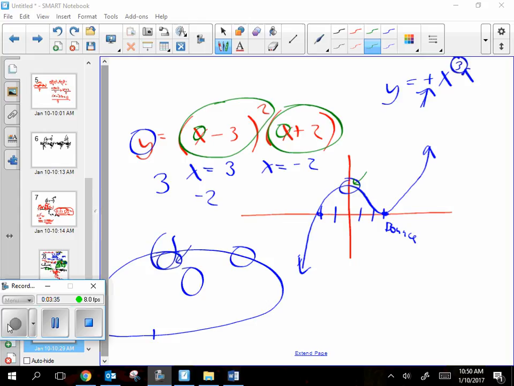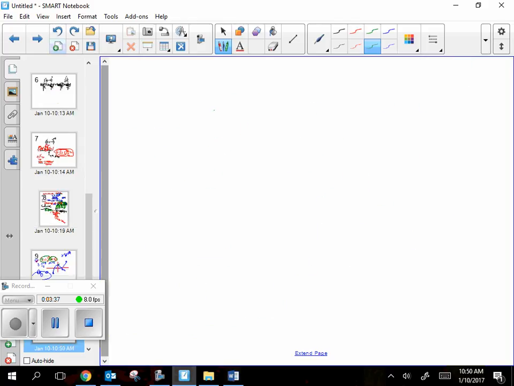Okay, next, let's say it's a little more complicated one. X minus 5 to the third, x plus 1, and an x, and I'm going to throw in a minus right there, and then y equals all that. Now, make a sketch of that. I'm going to pause while you give that a try.